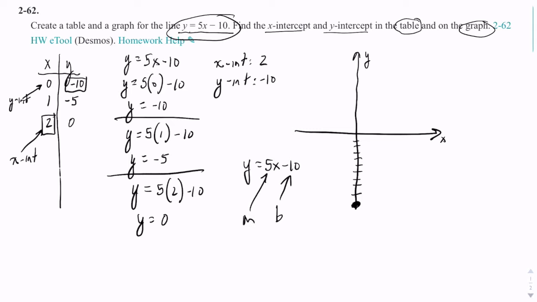So I can count up 5, 1, 2, 3, 4, 5, and over 1. And then I could do that again, up 5 and over 1, right? And then I would draw a line through those points, right? And to locate the x and y intercepts on the graph, the x-intercept I would just look at, it's right there at 2. And the y-intercept I would just look at where it crosses the y-axis, and that's at negative 10, right?